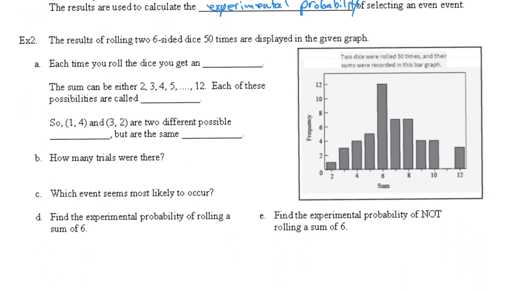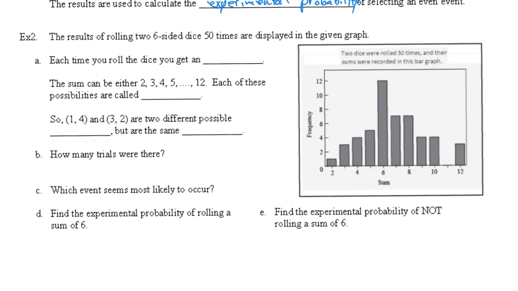Now, let's go through these problems. So, the results of rolling two six-sided die 50 times are displayed on this chart here, okay? You notice that we have frequencies meaning how many times it actually happened, right? Each of these numbers on the bottom represents each of the different events, i.e., the sum of the two die was 2, the sum of the two die was 3, the sum of the two dies was 4, and so on up to 12, right?